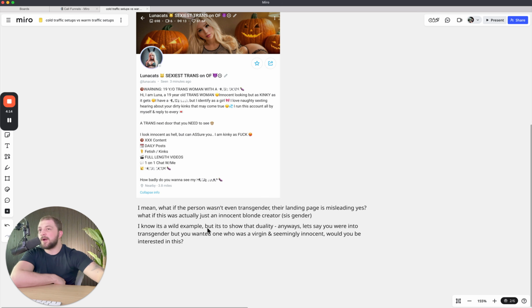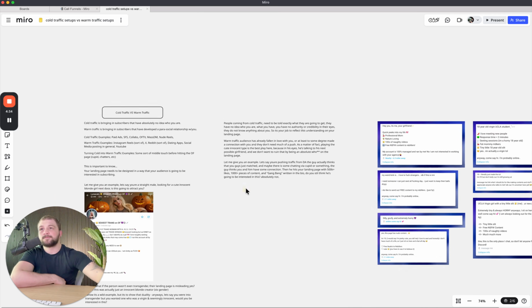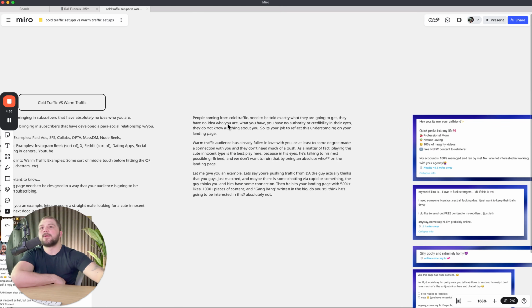So I know it's a wild example, and it's a little bit overtly emphasized, but it's to show the duality anyways, okay? So let's say you were into transgenders, but you wanted one who was a virgin and seemingly innocent. Would you be interested in this? No, you would not, right? So people coming in from cold traffic need to be told exactly what they're going to get.